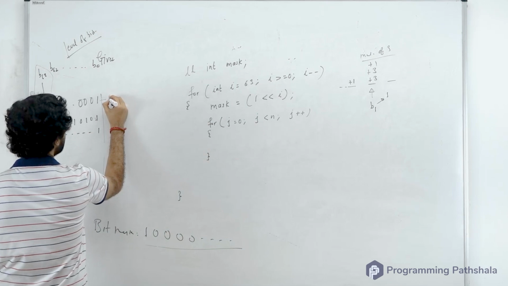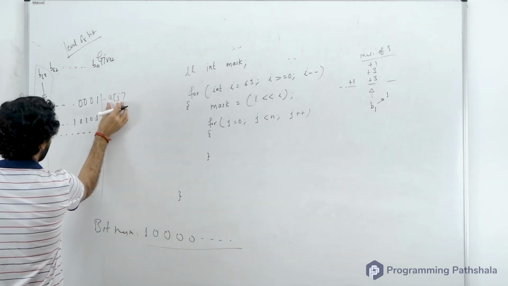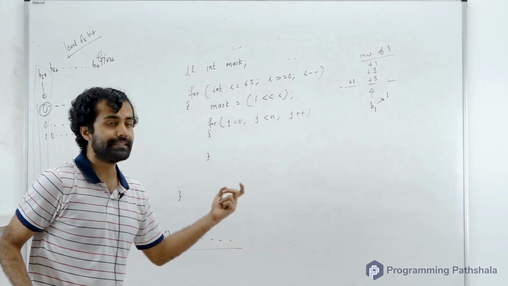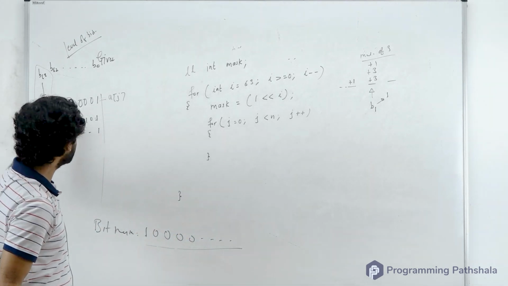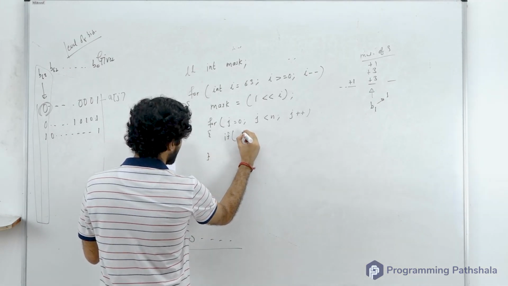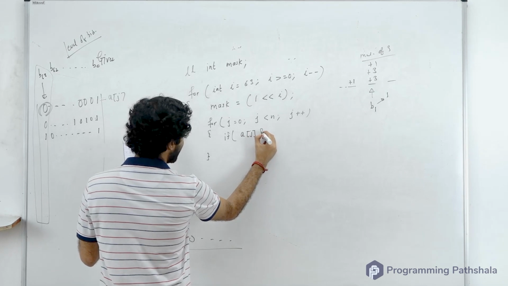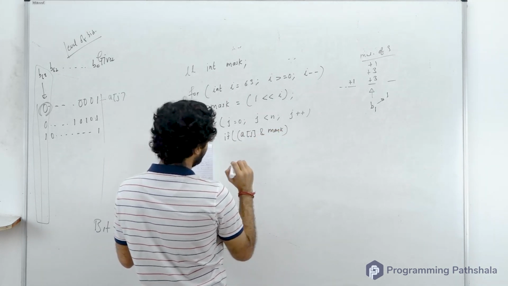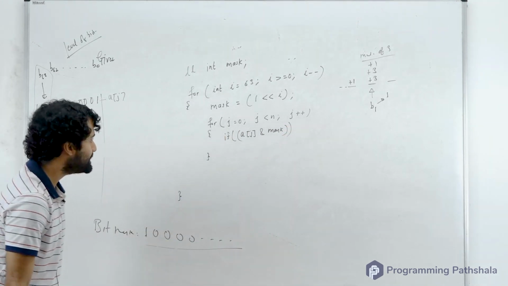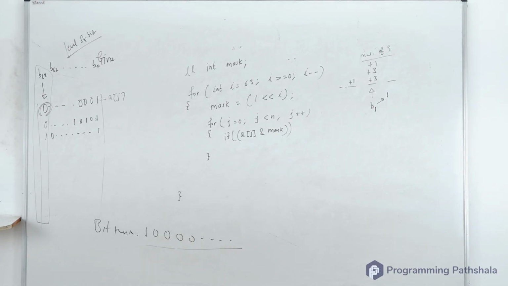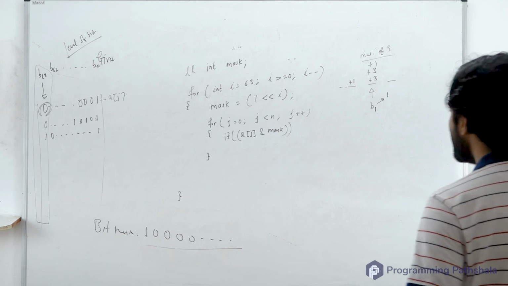This number is aj, and if I take AND of this with this mask, and if that AND is 0, that means the ith bit for that number is 0. So what will I do? If I see that the result of bitwise AND of this with the mask is non-zero, what does it mean? It means that the bit position over there is 1, right? So over there is a 1.